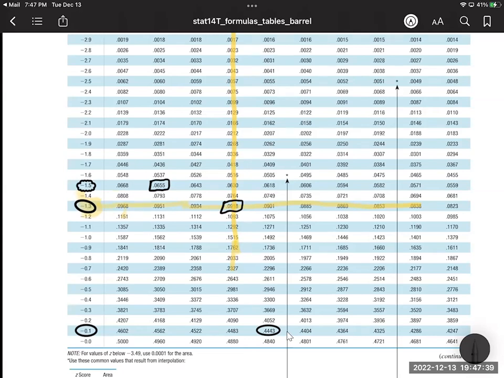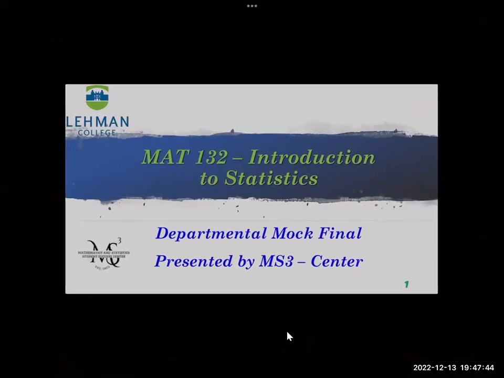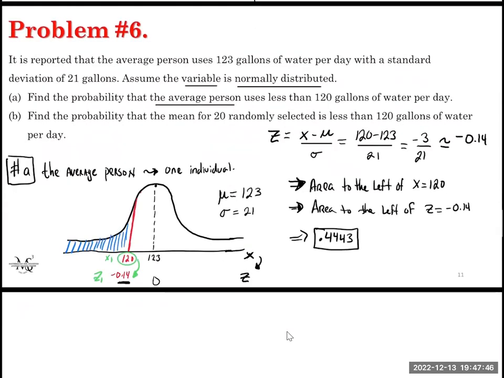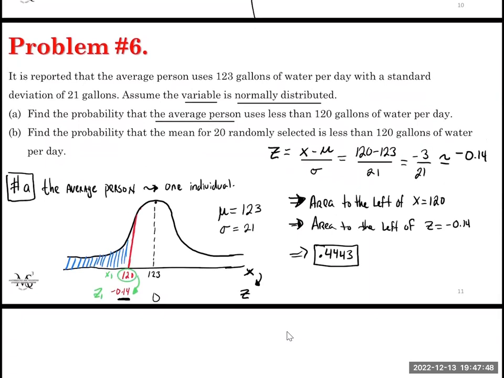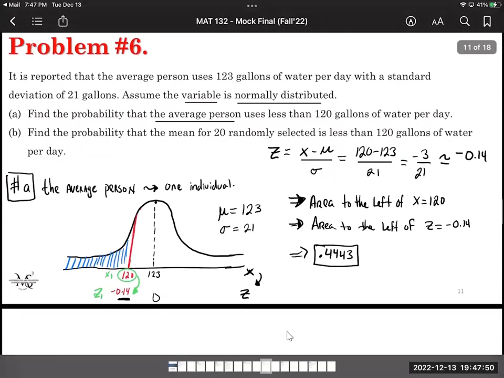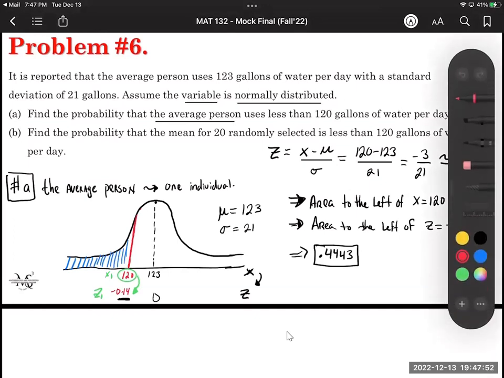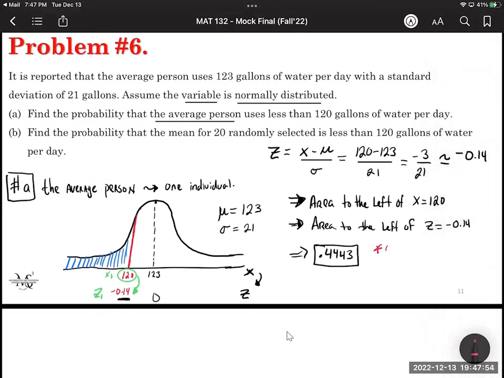Okay. So I'm just going to go back. Oh, wait, we already wrote out that answer, but I still got to go back nonetheless. Okay, so using the z-table, we got this answer. Any questions?